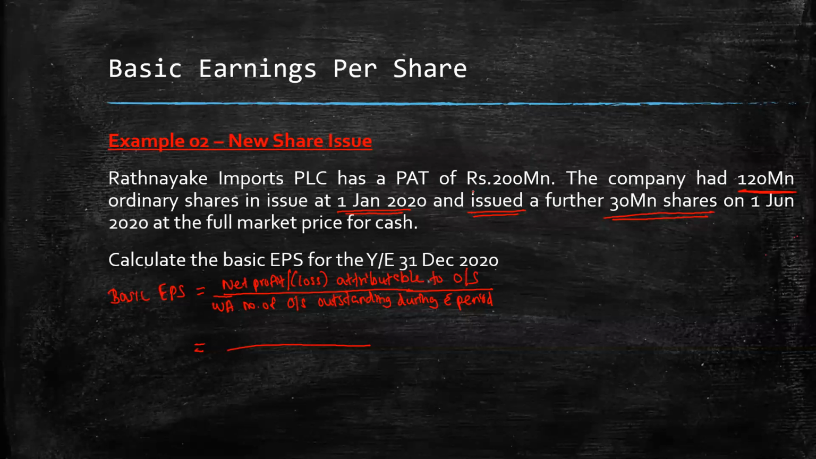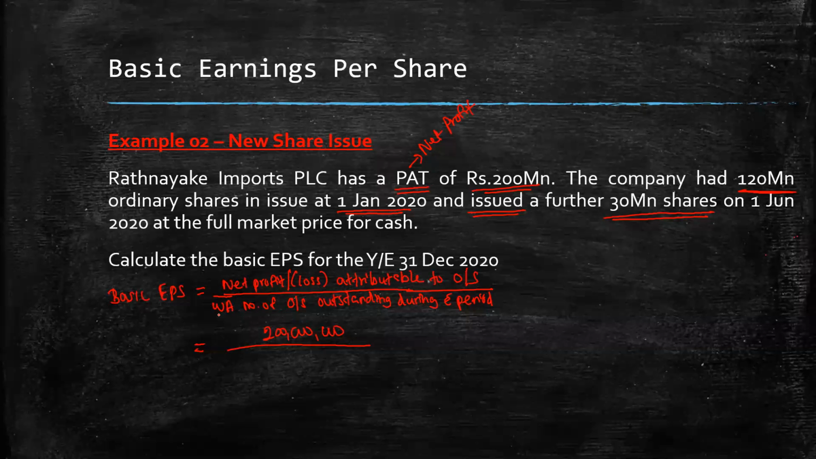Therefore, what we can do? Profit after tax is the same thing we call net profit. Net profit figure is what then? 200 million. Since there are no preference dividends, this is what then? Net profit or loss attributable to ordinary shareholders.